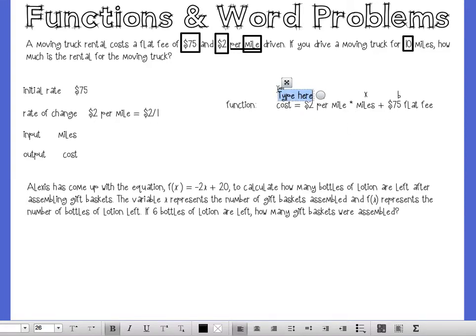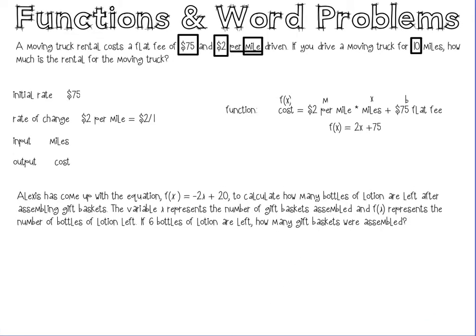And then, of course, you have your cost, which is your y, but since we're talking about functions, it's your f of x. So our actual function in this case would be f of x equals 2 times x plus 75. So this is our function. So on a graph, I know that my graph will start at 0, 75, and then it'll go up $2 for every 1 mile.